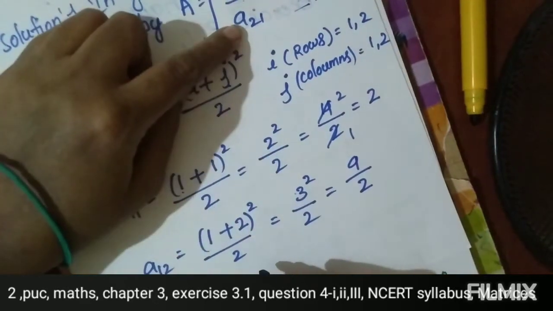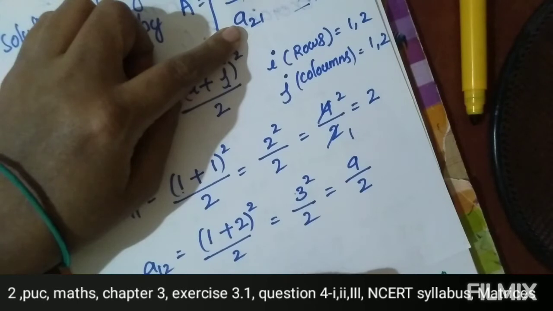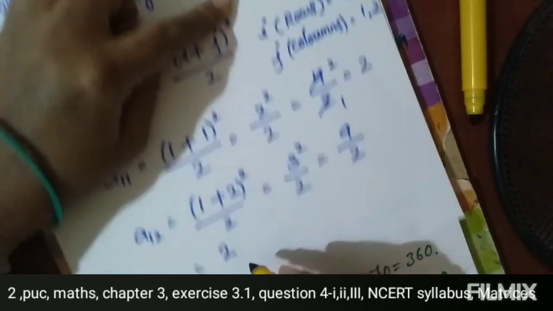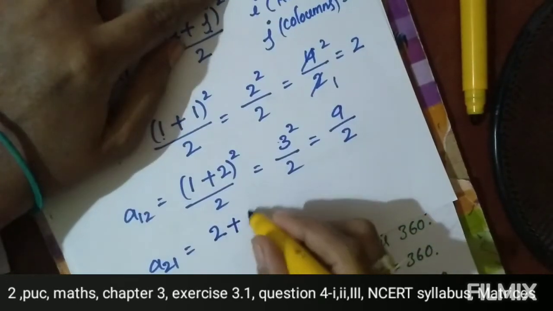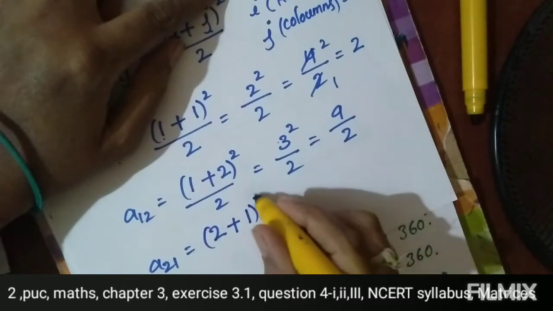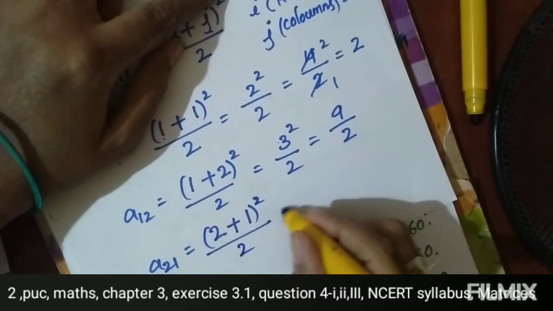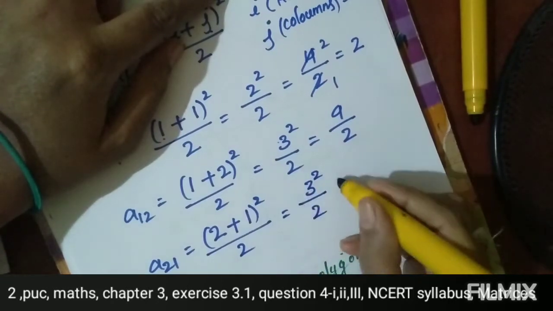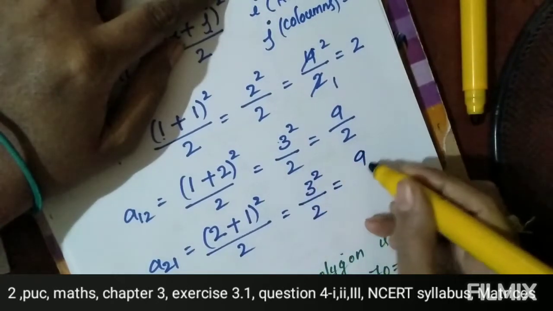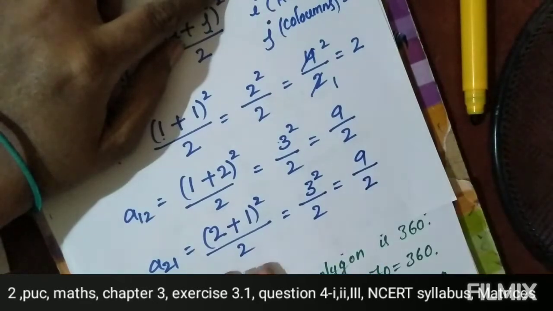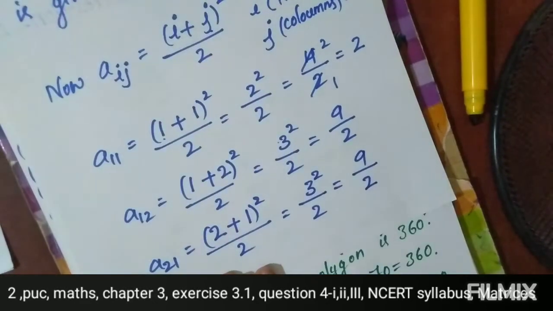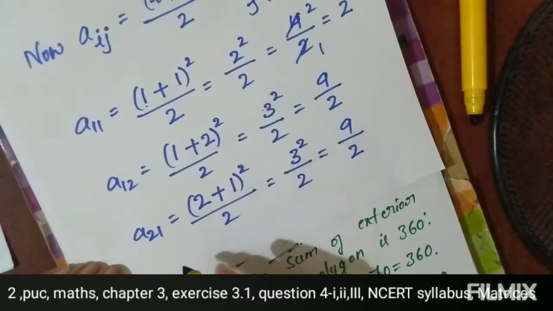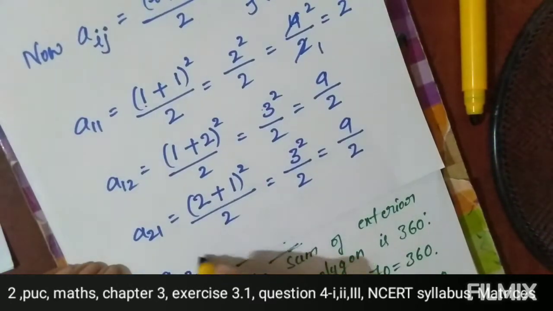A21 is in the second row plus first column, whole square divided by 2. 2 plus 1 is 3, 3 square divided by 2. Then 3 3s are 9, 9 by 2. Okay, A21 is 9 by 2, and then we take A22.